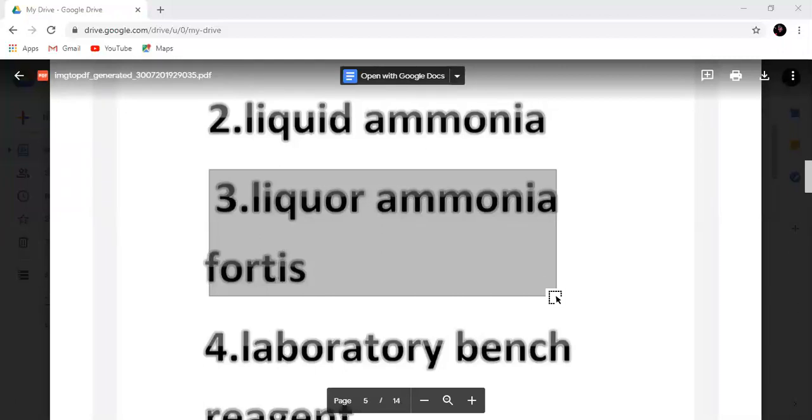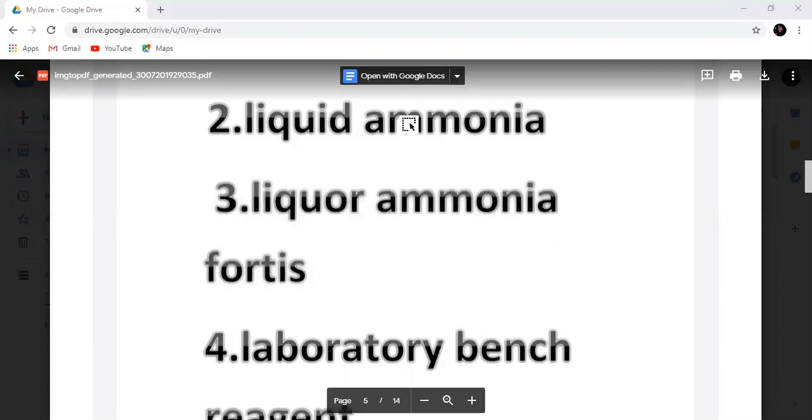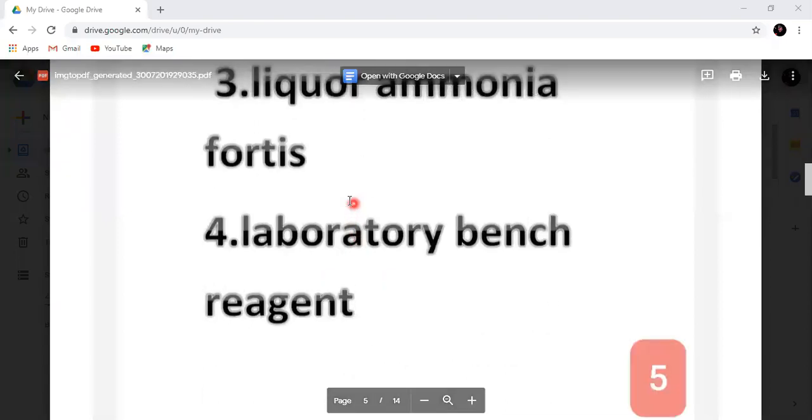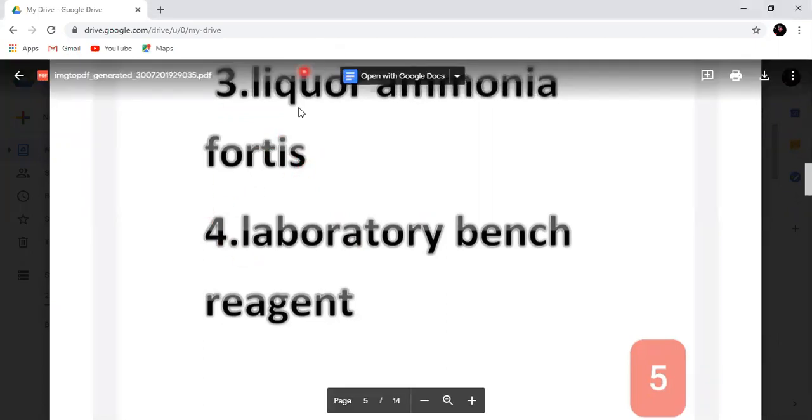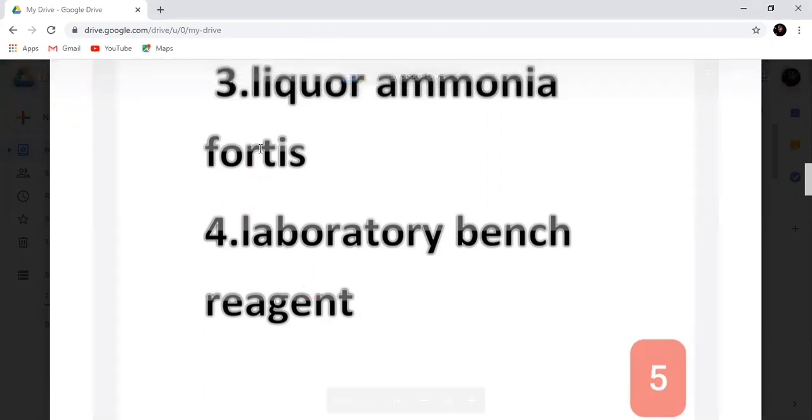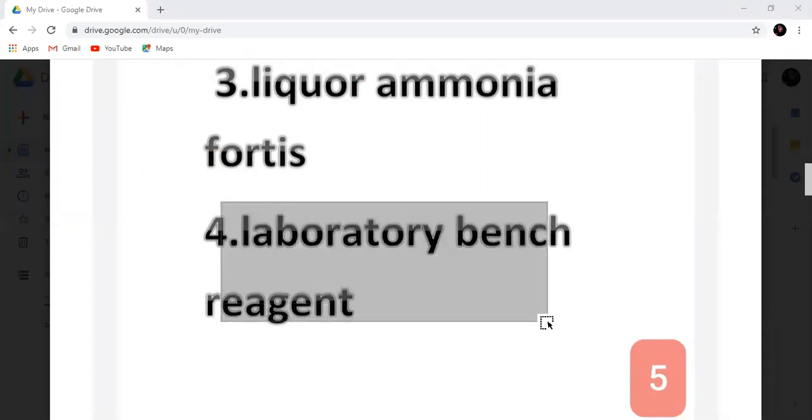And when this liquor ammonia fortis is diluted, when we are adding more water, it means we are converting it from saturated to unsaturated. Then it is your laboratory reagent or laboratory bench reagent. Laboratory bench reagent is formed when liquor ammonia fortis or liquor ammonia is diluted. Then this one is forming.